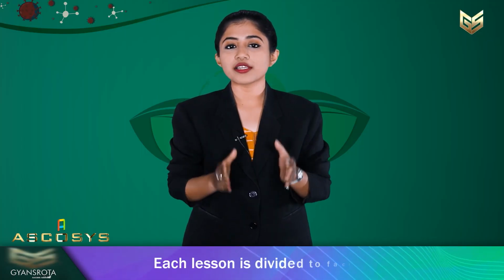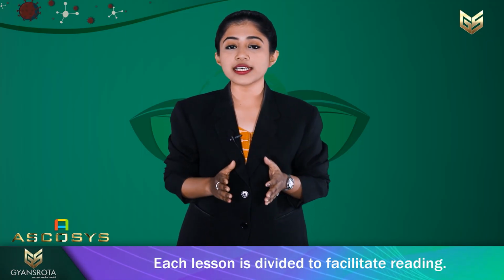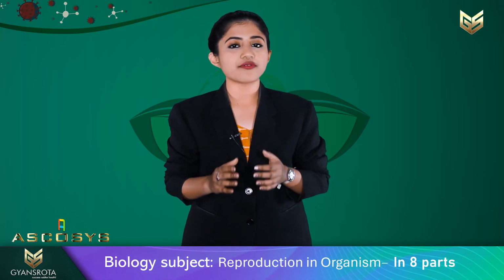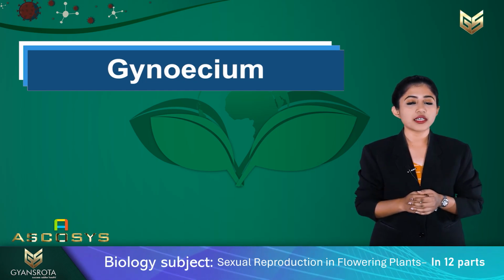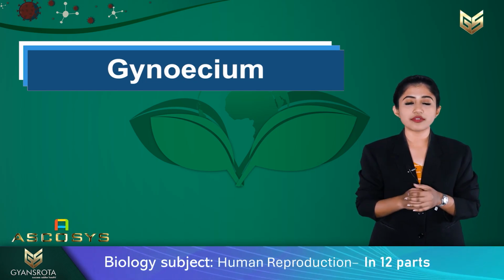So, what do we call the male gametophyte in case of flowering plants? We call it androecium. Now, the next part we are going to see is the gynoecium. Gynoecium is called the female part, the female reproductive organ of the flowering plants.